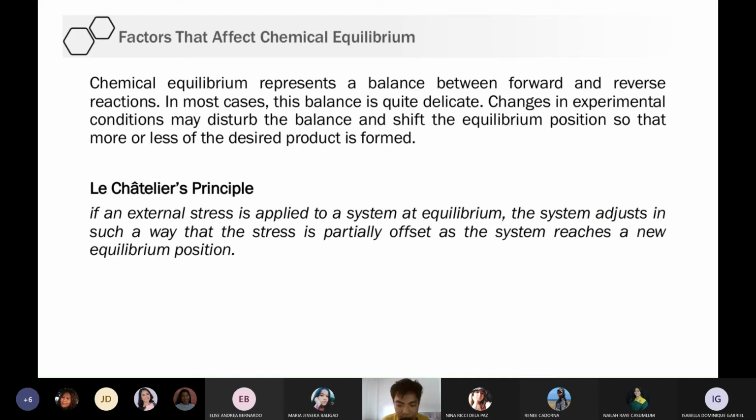Okay? So, yan, sabi dyan, in most cases, this balance is quite delicate. That means, onting galaw lang sa reaction mo, pwedeng magbago yung system. Okay? Pwedeng mapunta siya sa reactant or mapunta sa product in order to re-establish the equilibrium. And that is what's said by Le Chatelier. No? Iba-iba yung basa lang. Ako, Le Chatelier. Yung iba, Le Chatelaire. Diba? Depende sa accent niya. Pero I will call it Le Chatelier principle. So this concept is briefly described by Le Chatelier, in his Le Chatelier principle. So according there, if an external stress is applied to a system at equilibrium, the system will adjust in such way that the stress is partially offset as the system reaches a new equilibrium position.